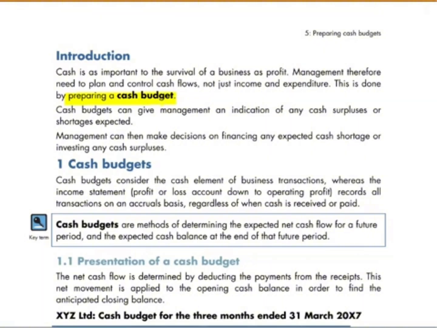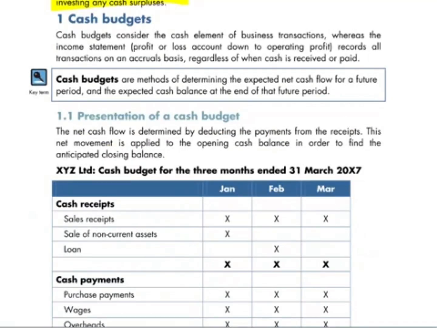So we're going to consider what cash budgets are and the way in which managers can use cash budgets. Ultimately, managers are looking at taking decisions on the cash in the business, financing any expected cash shortages, or investing any cash surpluses. So we'll start by considering what a cash budget actually is.